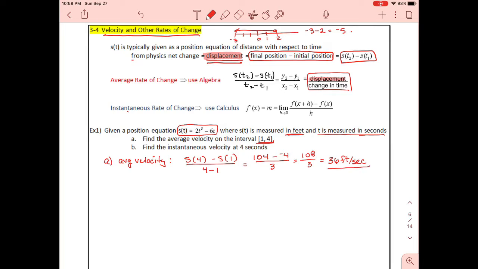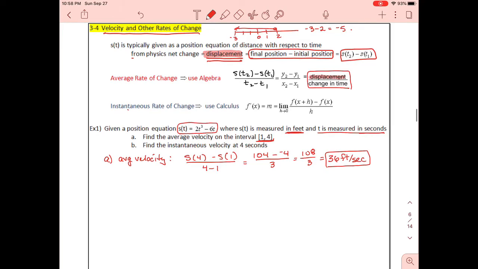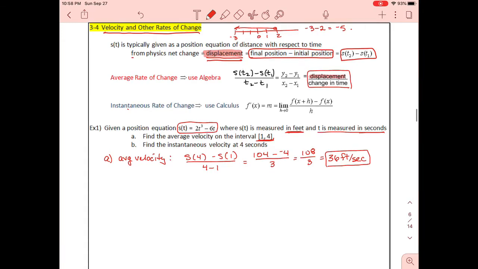That's my average rate of change from t equals 1 to t equals 4 seconds. So from the 1 second mark to the 4 second mark, not from the beginning. The beginning would be t equals 0.